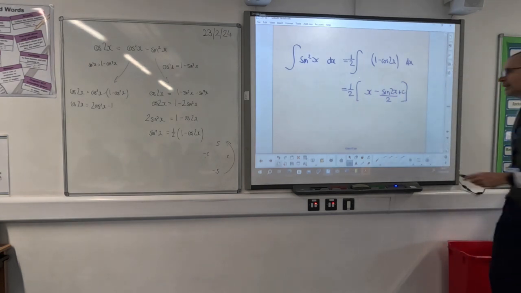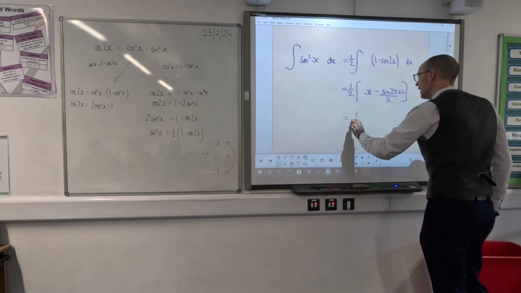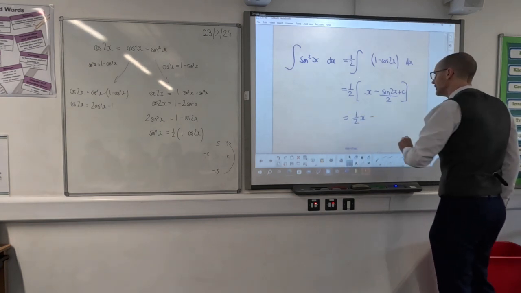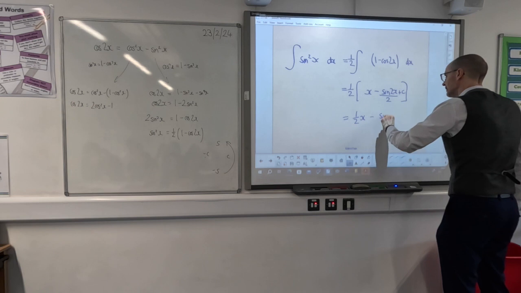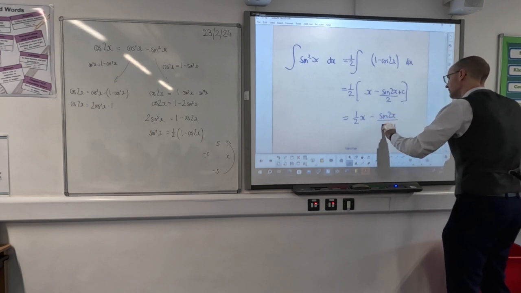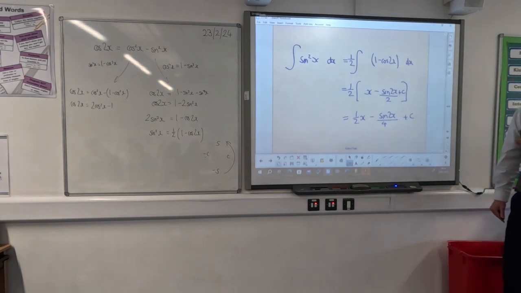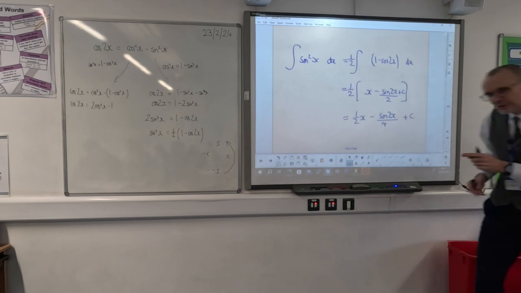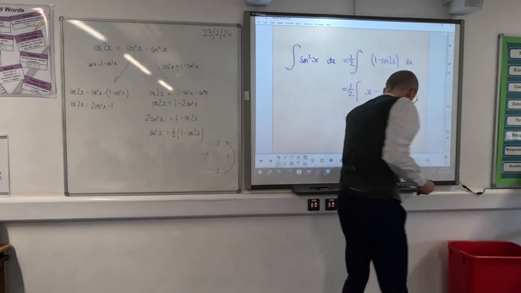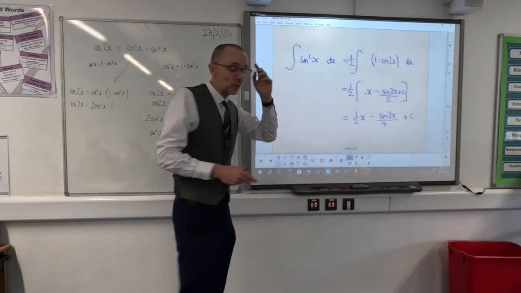Now I'm going to remember the half. So I've got a half of x minus... Notice I'm not halving my c. Half of a constant is just another constant, so I'm just going to leave it like that. If you chose to write that as a quarter sine 2x, I'd say that's probably even better. So that's integrating sine squared x.